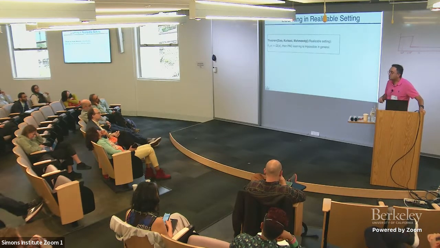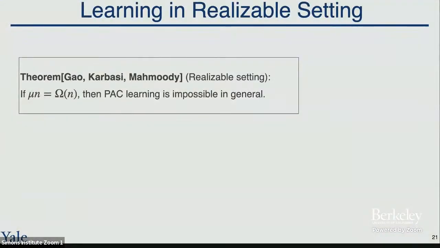The converse is also true. If you have a linear fraction, even 1% or 0.1% or any linear fraction contaminated by the adversary, PAC learning is not possible. Right? So there is a phase transition here.